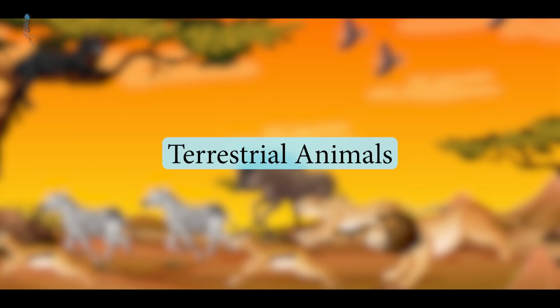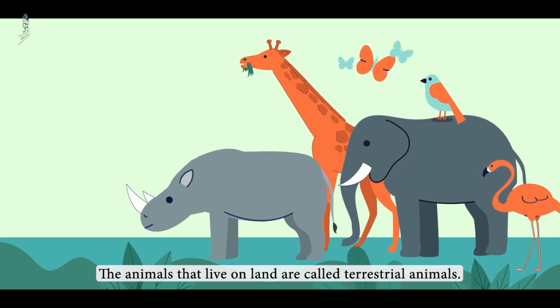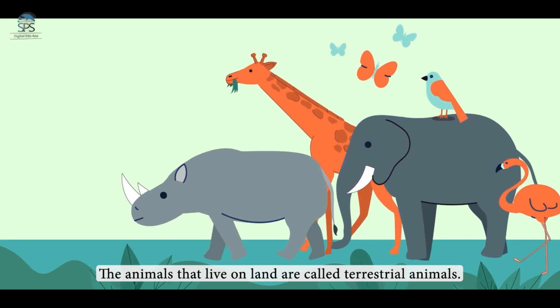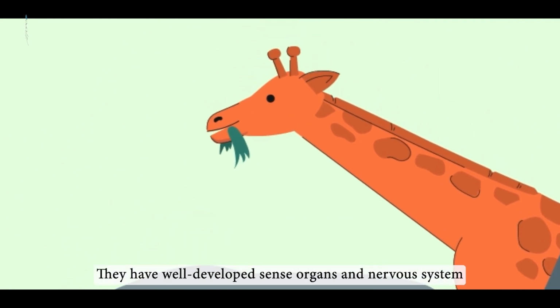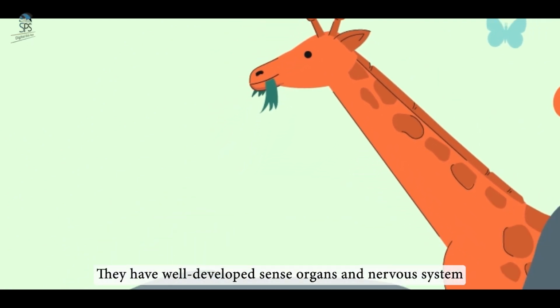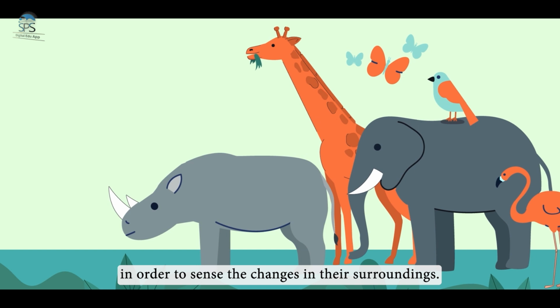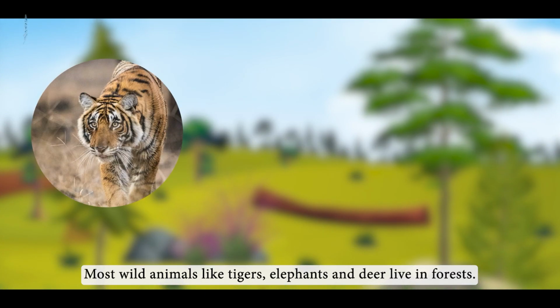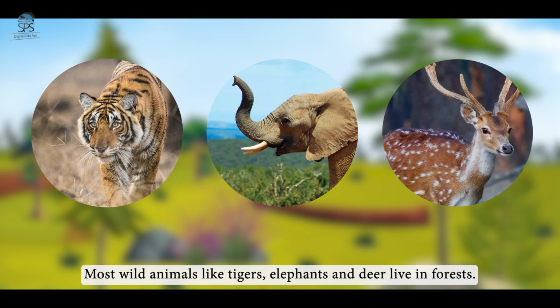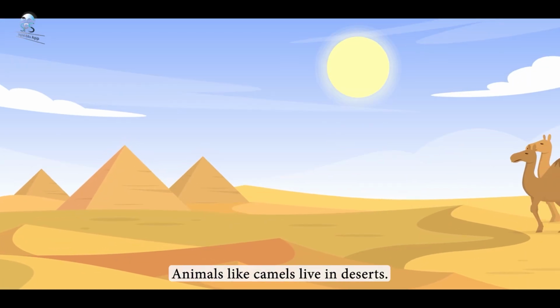Terrestrial animals. The animals that live on land are called terrestrial animals. Such animals have legs to move and lungs to breathe. They have well developed sense organs and nervous system in order to sense the changes in their surroundings. Most wild animals like tigers, elephants and deer live in forests. Animals like camels live in deserts.